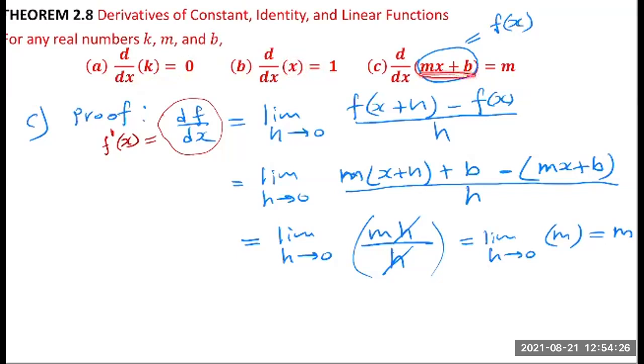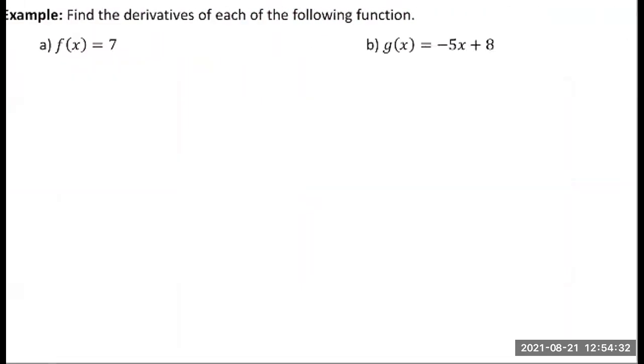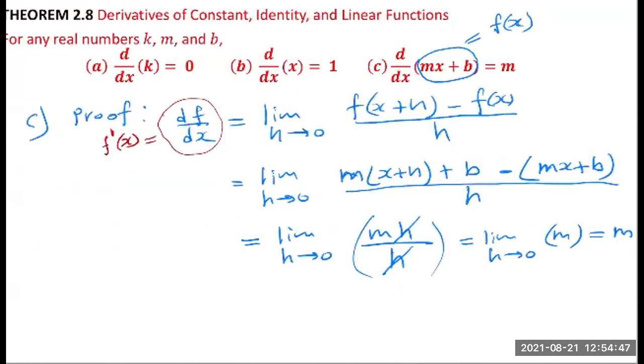And the derivative of a linear function is given by just m. You take the coefficient m. Okay, so let's work on these two examples real quick. What is f prime of x using the previous theorem? It's clearly 0, right? Because you have a constant here. f of x is a constant. The derivative of a constant is 0 by the previous theorem.